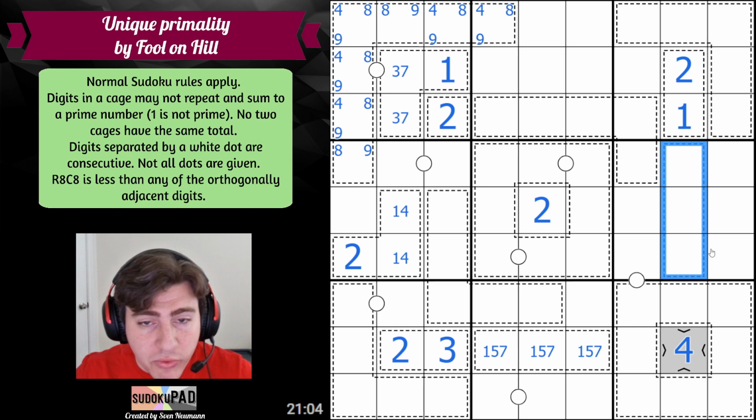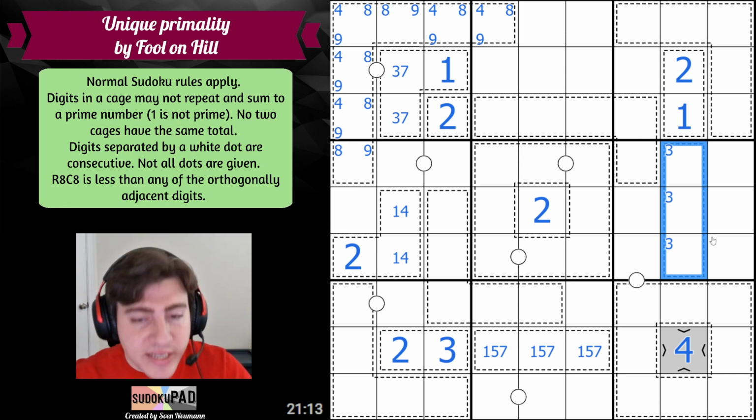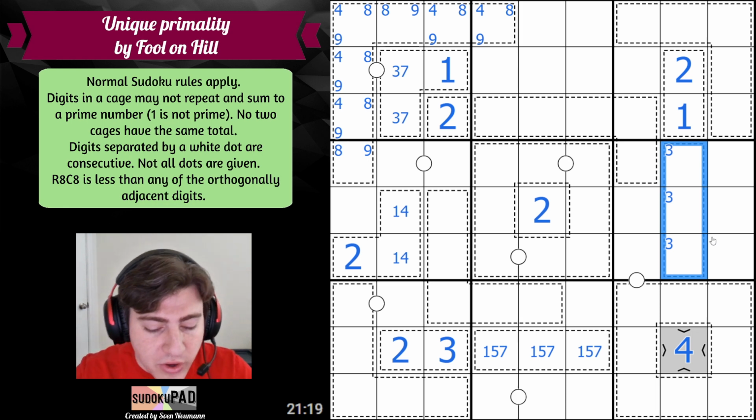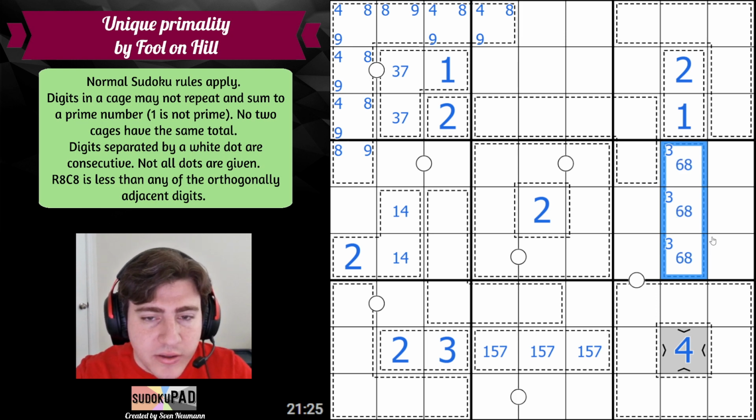If we don't use 3, then it would be 5, 6, 7, and that's 18. So it definitely needs 3. And then from there, to make 17, we need 14. 14 in two digits will either be 6, 8, 5, 7.